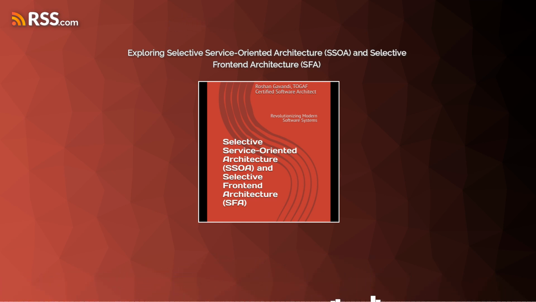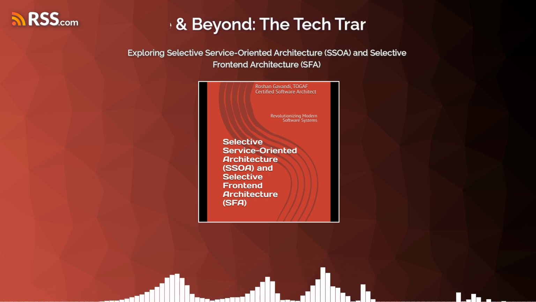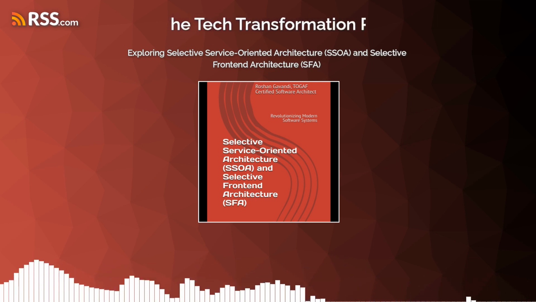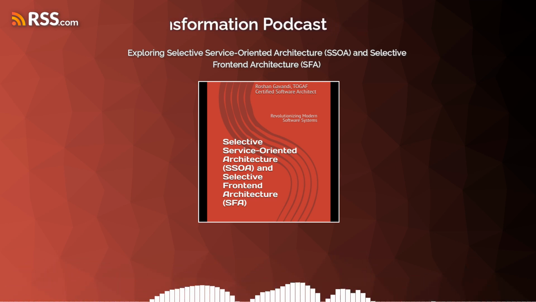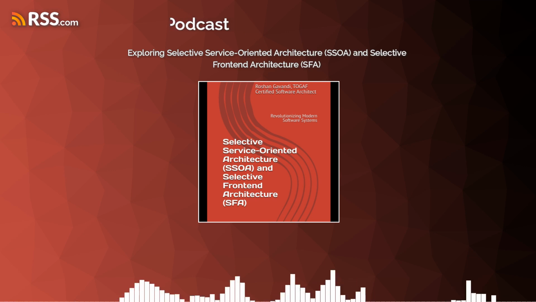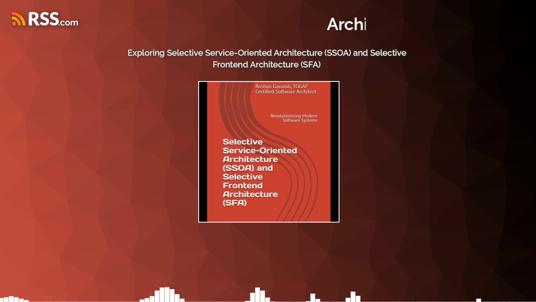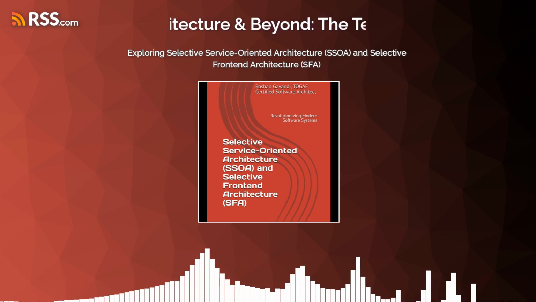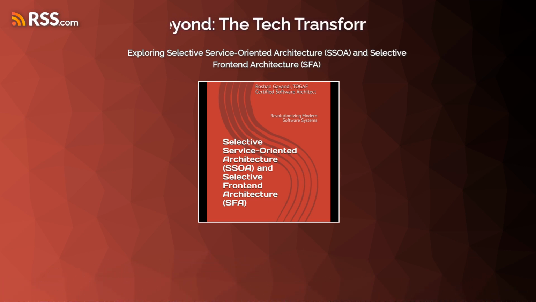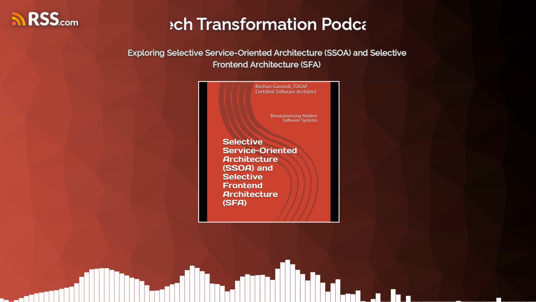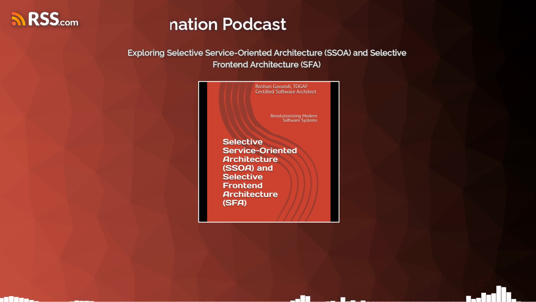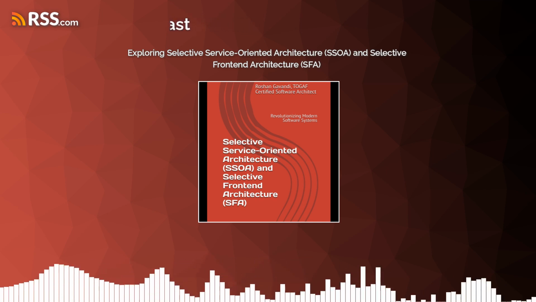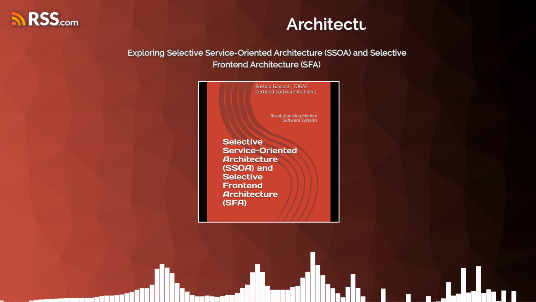Ooh, I like that. That's Selective Service-Oriented Architecture, or SSOA for short. Catchy. And, of course, its front-end counterpart, SFA. Our guide for this deep dive is Roshan Gavandi's book. You got it. It's called Selective Service-Oriented Architecture, SSOA, and Selective Frontend Architecture, SFA. And he really knows his stuff. Roshan's led some major system transformations. He has. And this book is a great resource for really anyone in tech who's building systems meant for massive scale. Architects, developers, anyone who wants to learn.